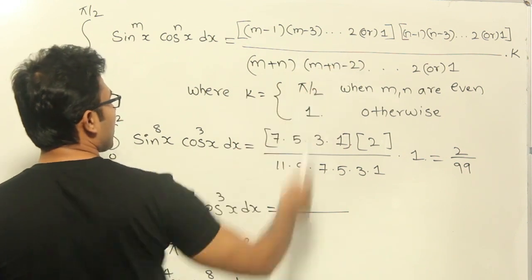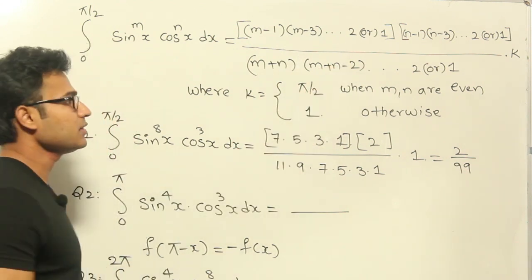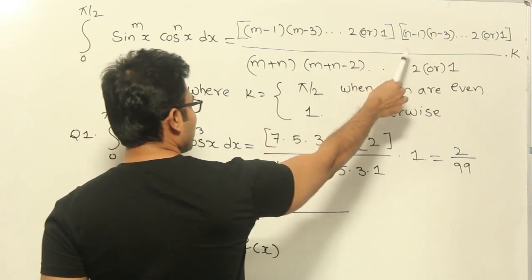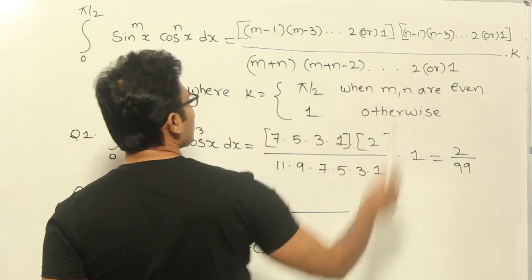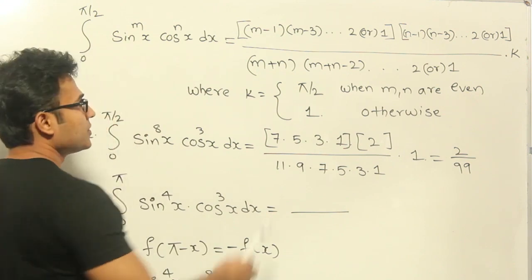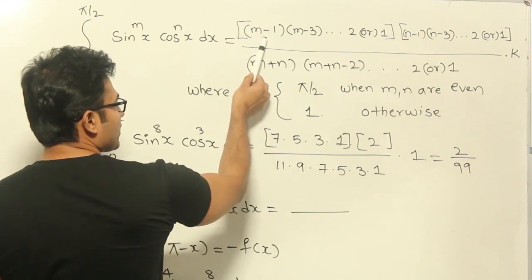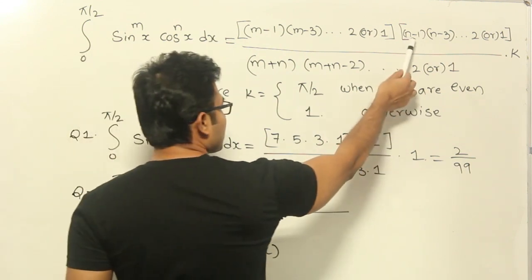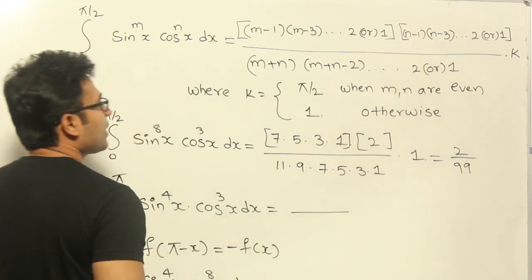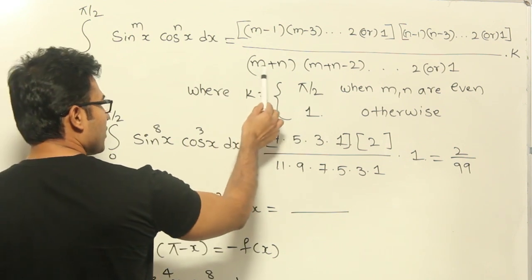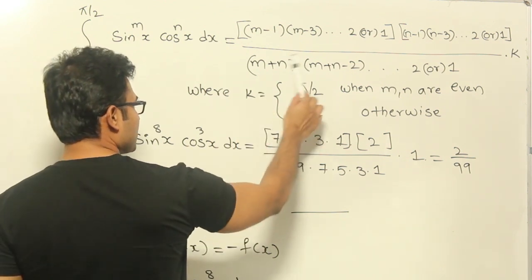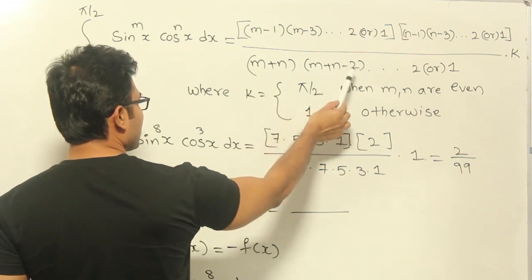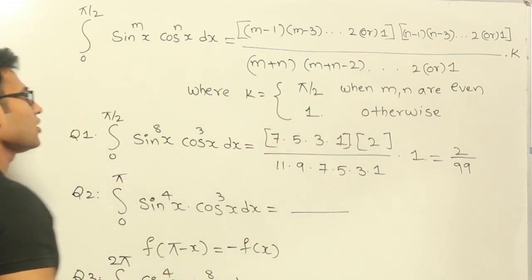minus 3, and so on until you go down to 2 or 1, multiplied with, again, n minus 1, n minus 3, and so on until you go down to 2 or 1. Which means you start with m minus 1 here and successively decrement by 2, and here you start with n minus 1 and successively decrement by 2. In the denominator you take m plus n and then successively decrement by 2 there. So start with m plus n, then m plus n minus 2, and so on till 2 or 1.